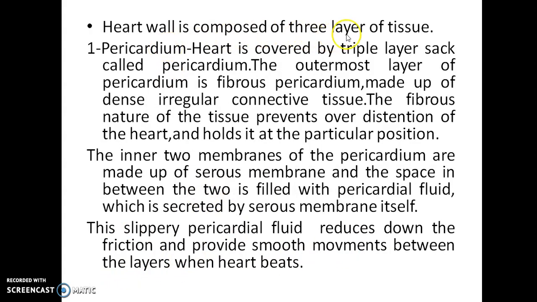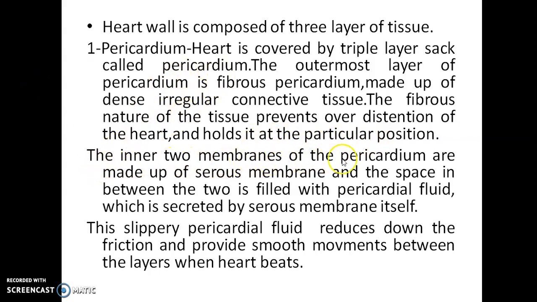The heart wall is composed of three layers of tissue. Pericardium: the heart is covered by a triple layer sac called the pericardium. The outermost layer of the pericardium is the fibrous pericardium, made up of dense irregular connective tissue. The fibrous nature of the tissue prevents overdistension of the heart and holds it at a particular position. These are the functions of our pericardium's outermost layer.